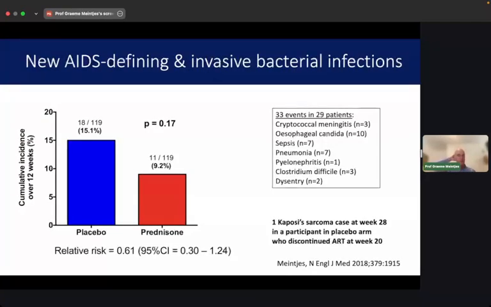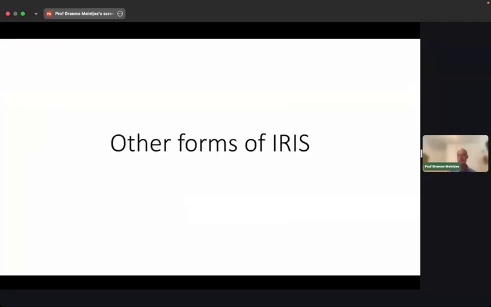And importantly, one of the concerns about using prednisone in these patients with advanced HIV is, could it cause more side effects? And we compared new AIDS-defining illnesses and invasive bacterial infections in those who received placebo versus prednisone, and there was no statistically significant difference between the groups. So it didn't increase the risk of severe infections. So that's what I wanted to say about TB IRIS.